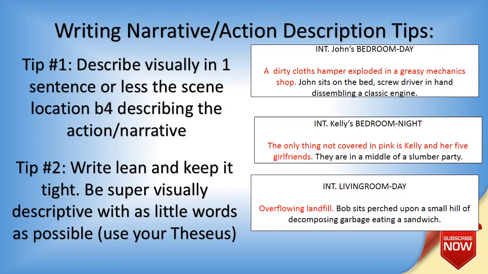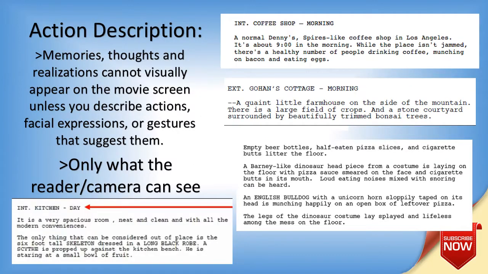So, take these 2 tips and we'll elaborate on them in a different video. Let's talk about what not to do when writing action descriptions or narrative descriptions. It's only what you see, what the audience can see or the reader can see in the movie. So never ever write memories, thoughts, and realizations, because they cannot visually appear on the movie screen unless you describe actions, facial expressions, or gestures that suggest them.